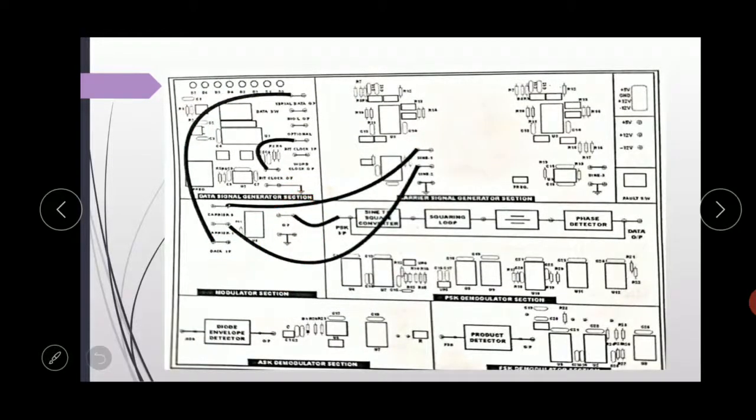This is the PSK demodulation connection diagram. The output of the modulator section is given to the input of the demodulator section. First, the sine signal, meaning the output, is converted to a square wave. Then a squaring loop is used, which squares the input given to it.